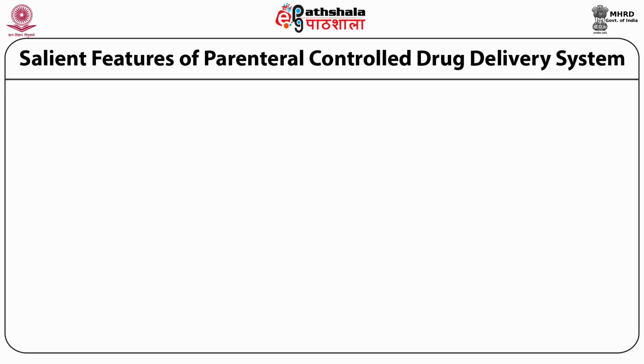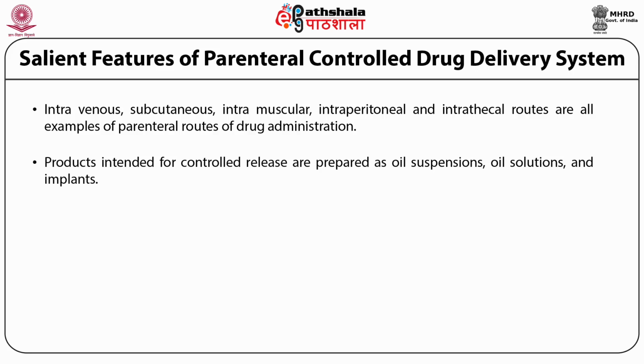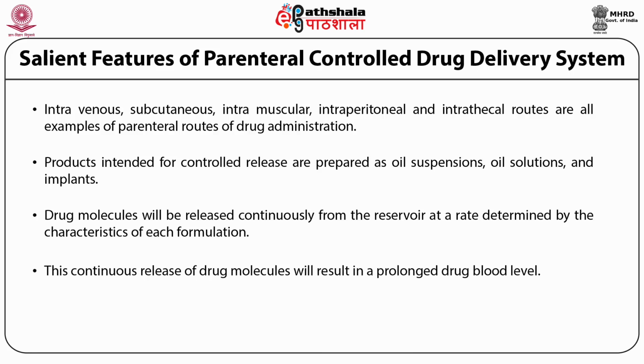It is important for us to know that intravenous, subcutaneous, intramuscular, intraperitoneal, and intrathecal are some of the routes through which a parenteral drug delivery can be obtained. The products which are primarily needed to be called as controlled are prepared as oil suspensions, oil solutions, and implants. The drug molecules will be released continuously from such reservoirs after being injected at a rate determined by the characteristics of each formulation. This continuous release of drug molecules will result in a prolonged blood drug level.